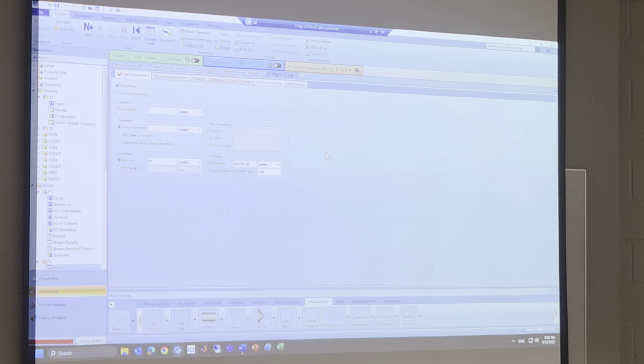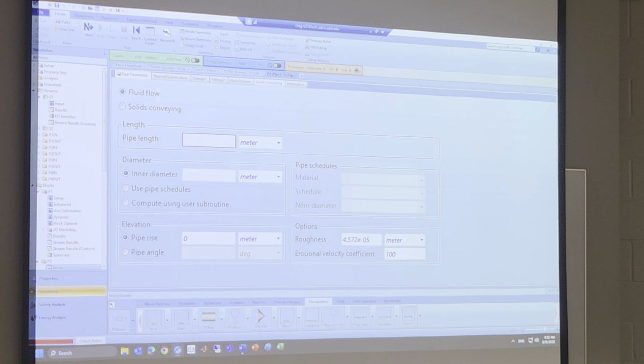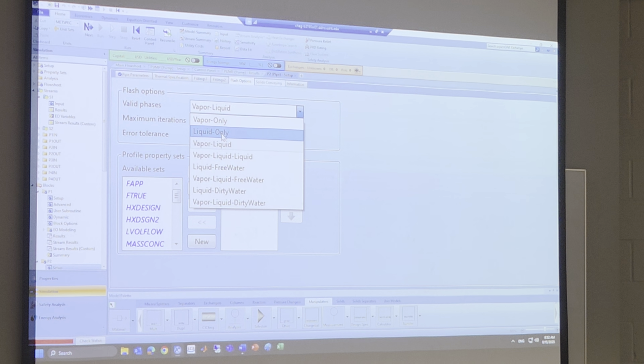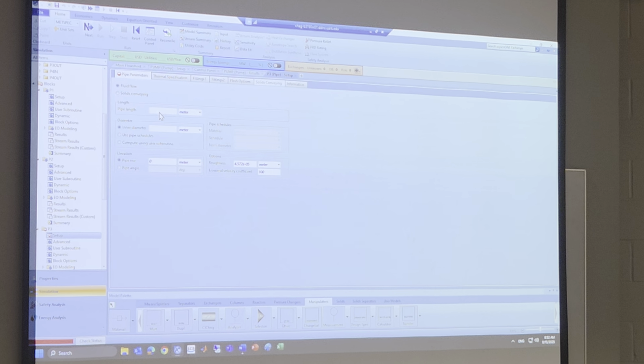Yes. We are working on pipe 2. Same, length is 30 meters. We know the pipe schedule, so the second one is schedule 40, 3 inch. Schedule 40, and then check flash options. Valid phases, liquid only. Same thing, I can do it quickly now. The third one is 1 inch schedule 80.